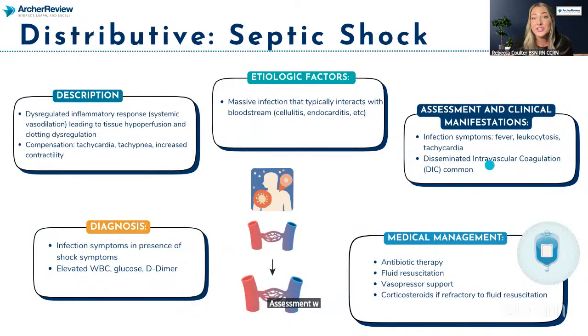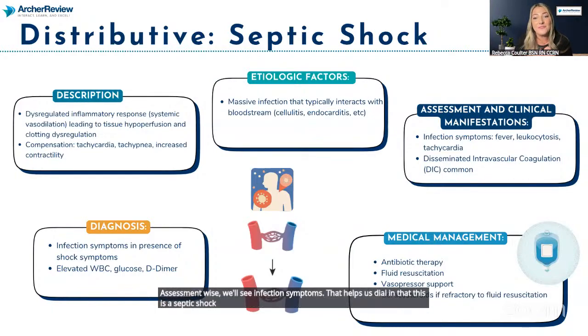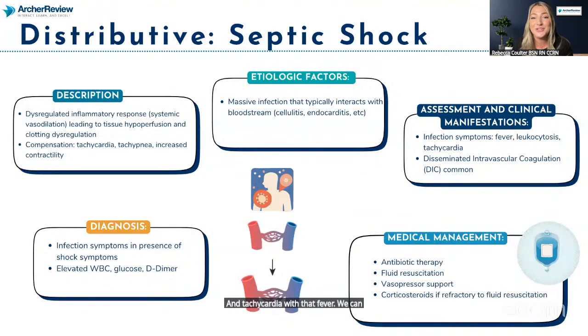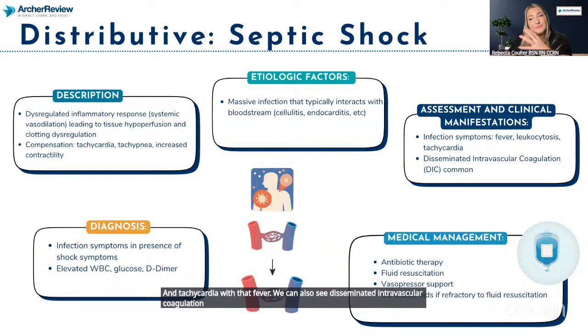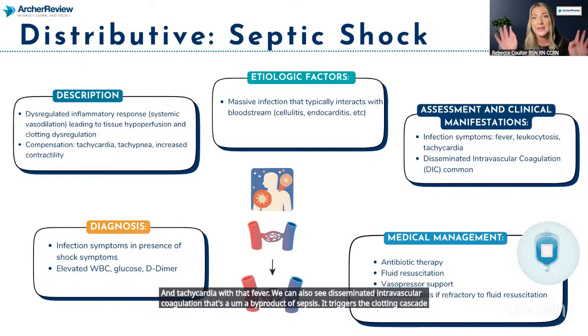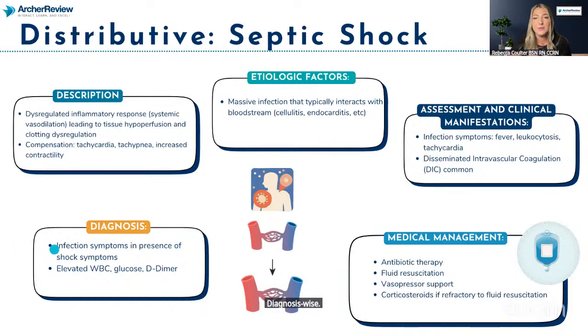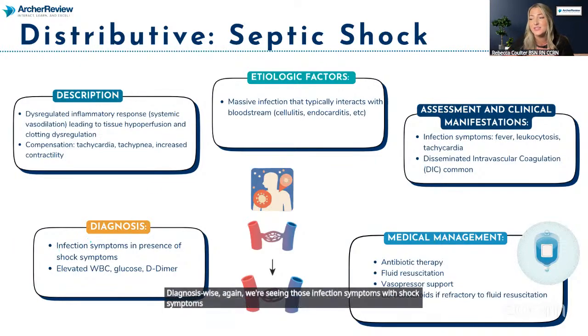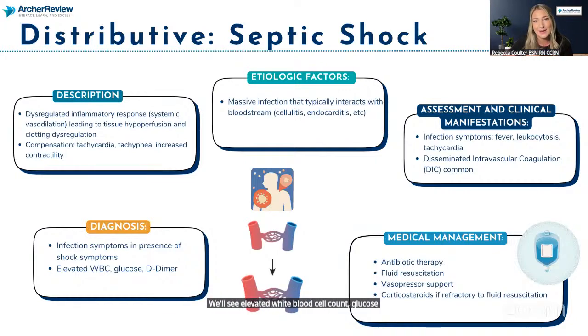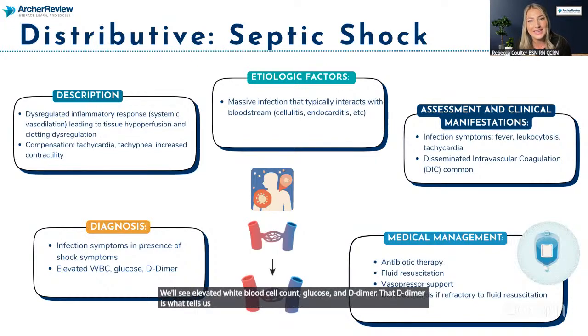Assessment-wise, we'll see infection symptoms. That helps us dial in that this is a septic shock problem. We'll have that fever. We'll have an elevated white blood cell count or leukocytosis and tachycardia with that fever. We can also see disseminated intravascular coagulation. That's a byproduct of sepsis. It triggers the clotting cascade, and we get massive clotting and massive bleeding all at the same time. Diagnosis-wise, again, we're seeing those infection symptoms with shock symptoms that helps us dial in this is septic shock. We'll see elevated white blood cell count, glucose, and D-dimer. That D-dimer is what tells us that we might be in DIC.